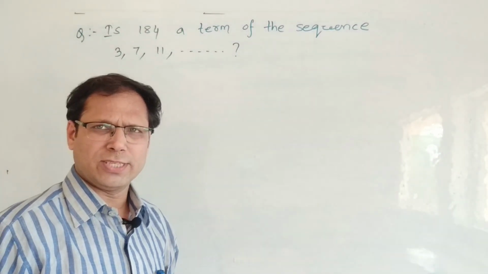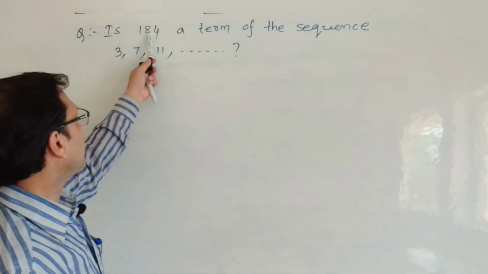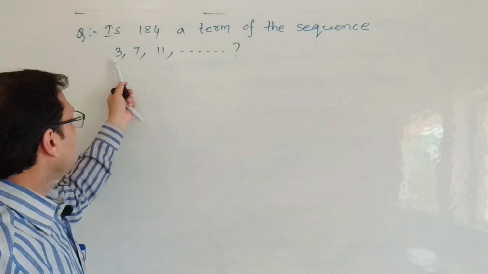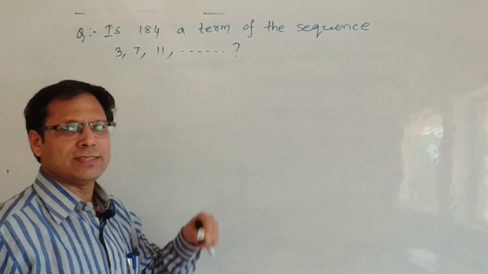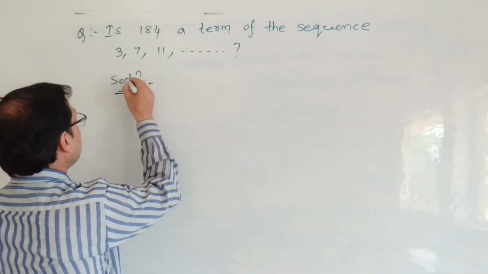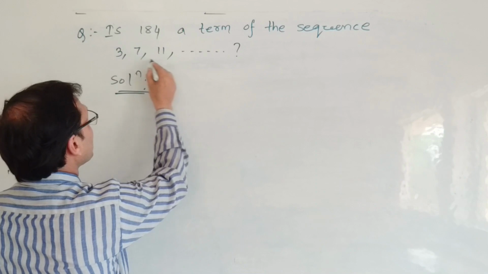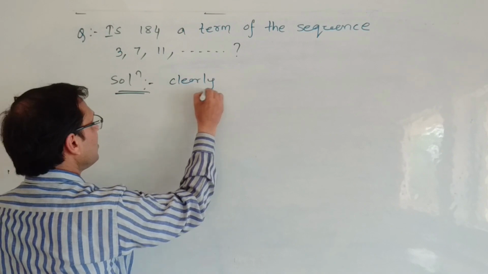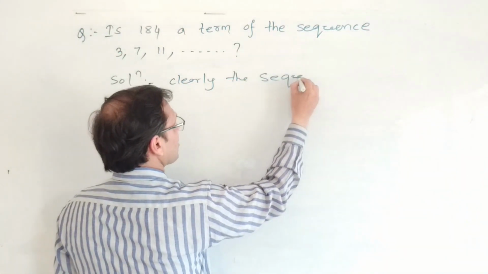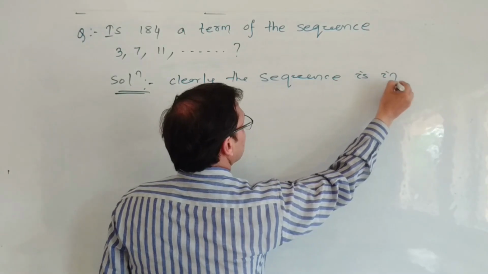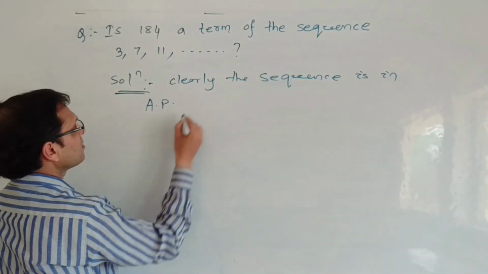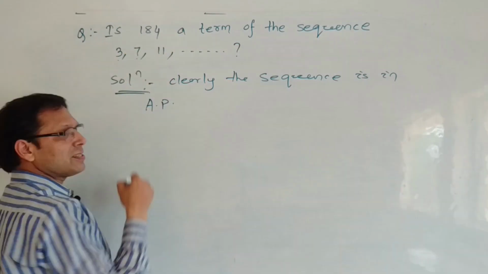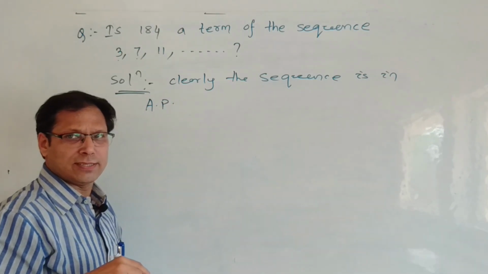Now we'll take another question for AP. Is 184 a term of this sequence or not? You have to check whether in this sequence 184 is there or not. You see the solution here. First you have to check whether the sequence is in AP or not. Clearly the sequence is in AP, since 7 minus 3 is 4, 11 minus 7 is 4, so the common differences are the same constant. That means the sequence is in AP.